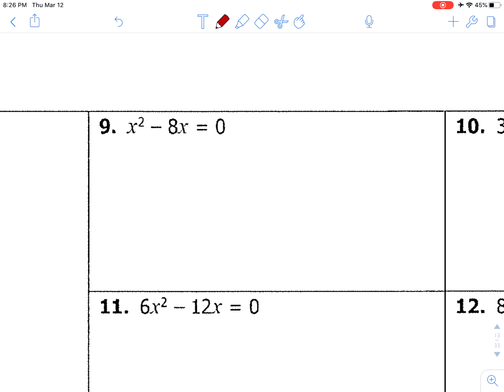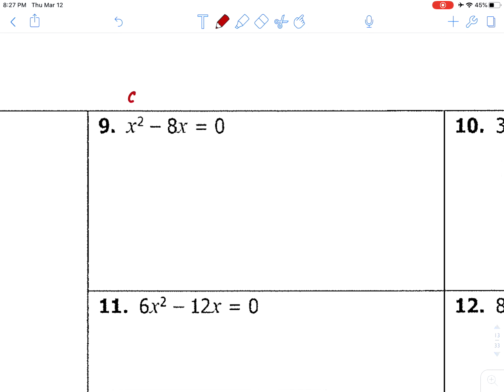Let's look at number 9 here. So number 9, I've got a quadratic again in standard form. A is 1. If I go to do sum and product, notice that right now in ax squared plus bx plus c, c is 0. So I would need two numbers that multiply together to give me 0, but add to negative 8. Doesn't really make a whole lot of sense, does it?